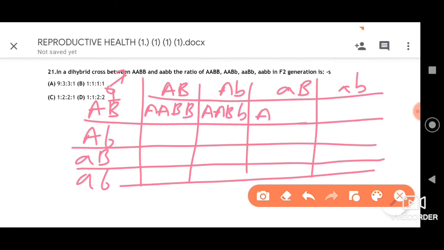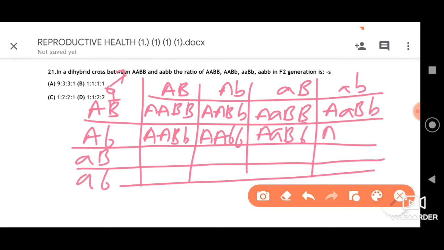Here it would be capital A, small a, capital B, capital B. Here capital A, small a, capital B, small b. In a similar manner, capital A, capital B, small b. Here capital A, small b, small b. Capital A, small a, capital B, small b. Here capital A, small b, small b. Capital A, small a, capital B, capital B. Here it would be capital A, small a, capital B, small b.